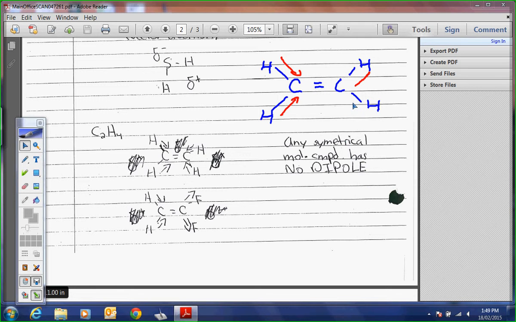And overall, the sliders have all pushed in towards the middle, and nothing's changed. So therefore, this is non-polar. Okay? We'll practice that tomorrow.